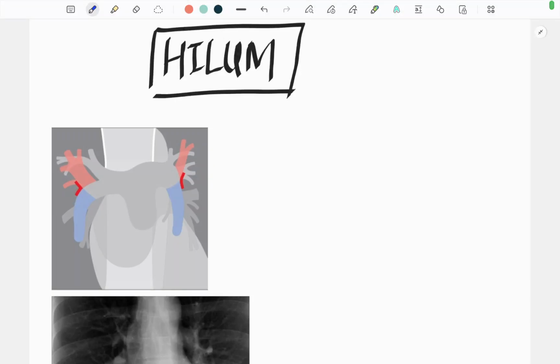Hello students, today we'll talk about how to assess any hilum on a given chest radiograph. First of all, we'll talk about the hilum.